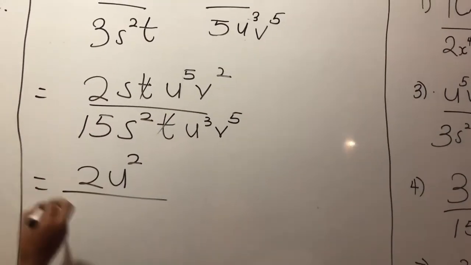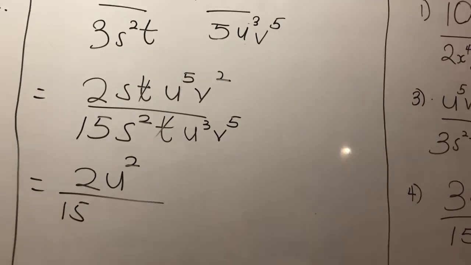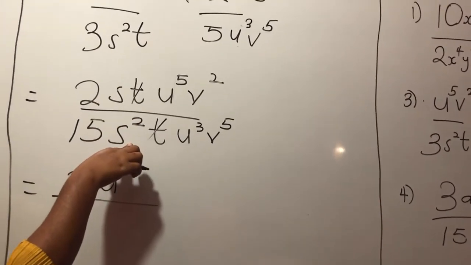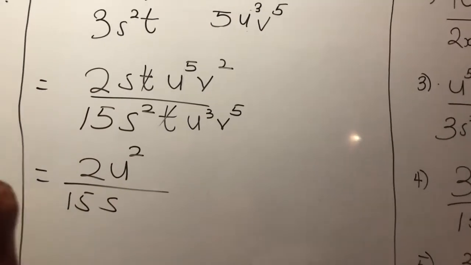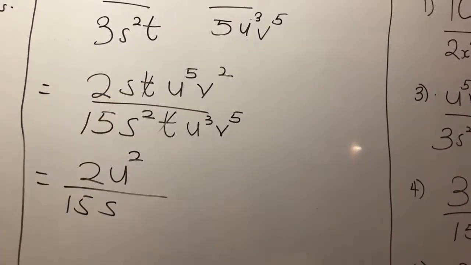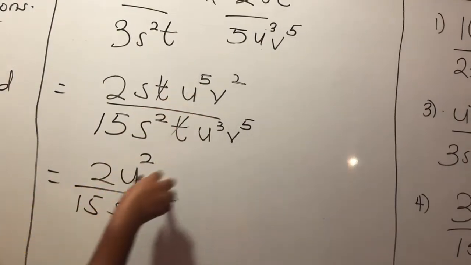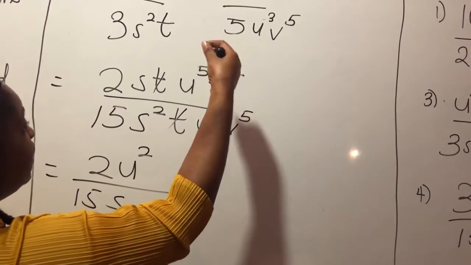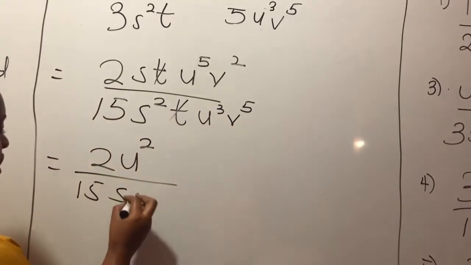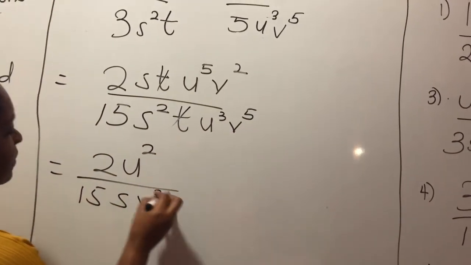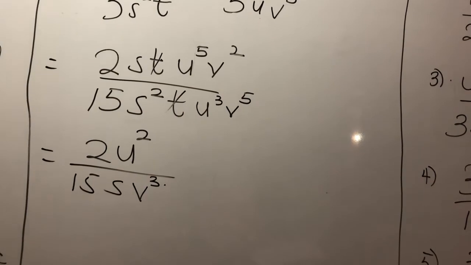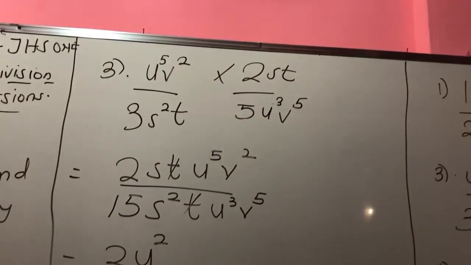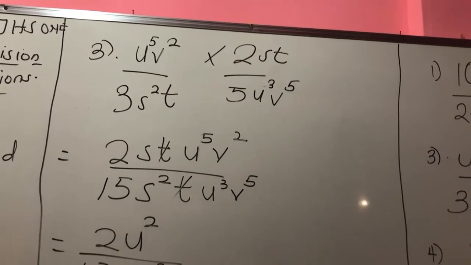Now let's pick the down part. We have 15. How many S did we take out from this one? We took 1 S, right? So we are left with 1 S down here. Now the T cancelled each other. We've dealt with the U. The U came here. Now this V. We took 2 V's from this V, leaving us with 3 V's. So that is it. I hope you understand. Okay, so that is our final answer.